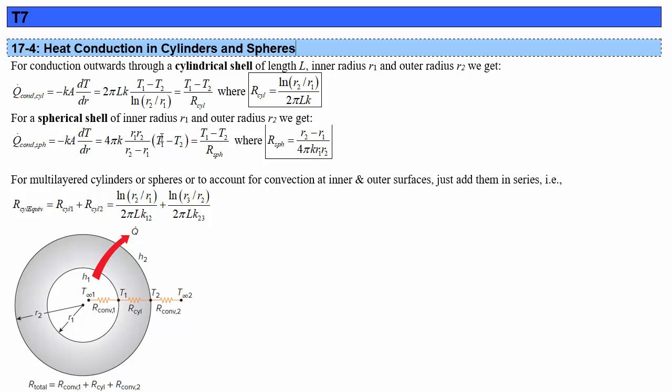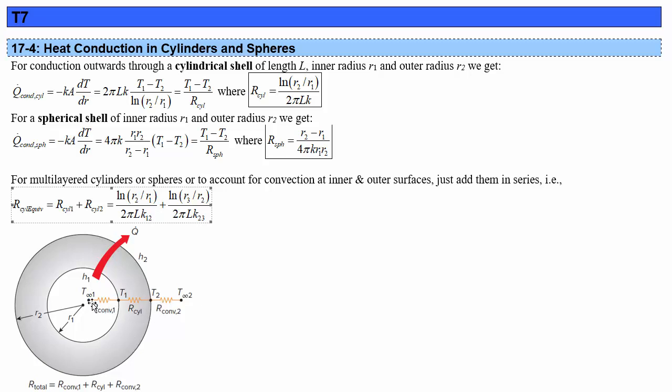Proceeding as we did in plane walls, we can then define the rate of heat flow as the temperature difference divided by the thermal resistance of the cylindrical or spherical shell, which then leads to these formulas. Thermal resistance of a cylindrical shell is the natural log of outer radius divided by inner radius over 2 pi Lk, and for a spherical shell, it's outer radius minus inner radius over 4 pi k times the product of the radii. For multiple layers of cylindrical or spherical shells around each other, these would just be in series, so you'd add them up.